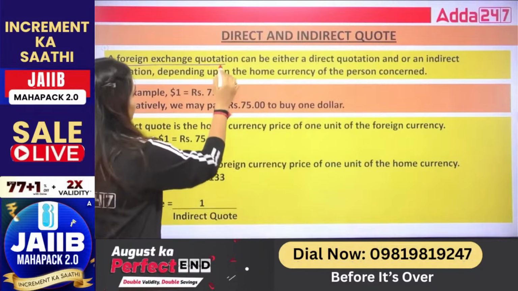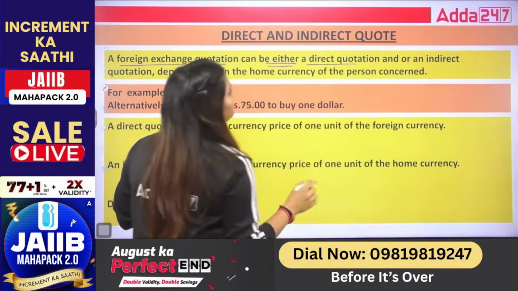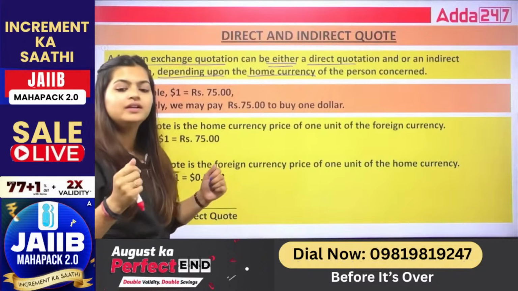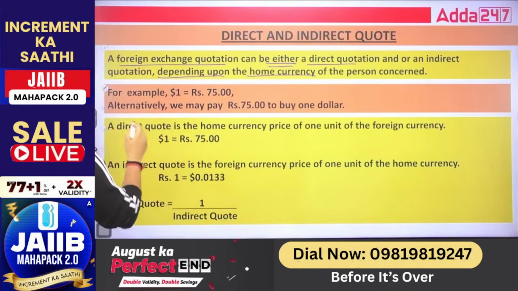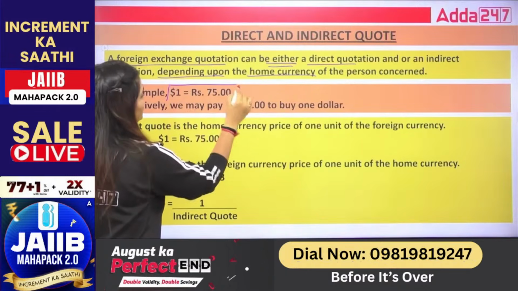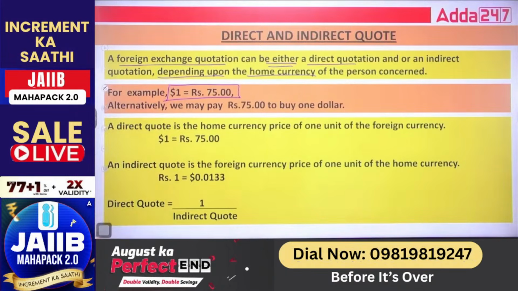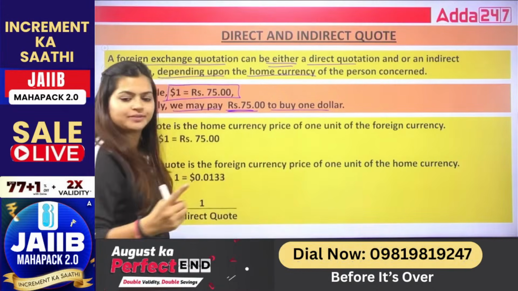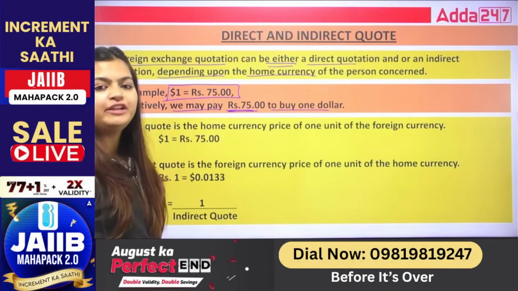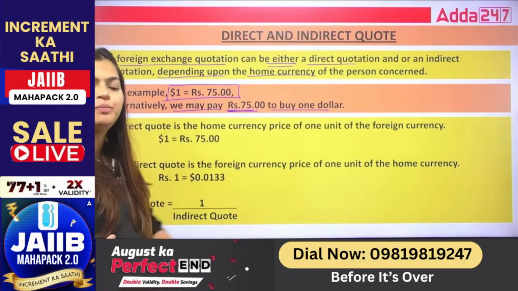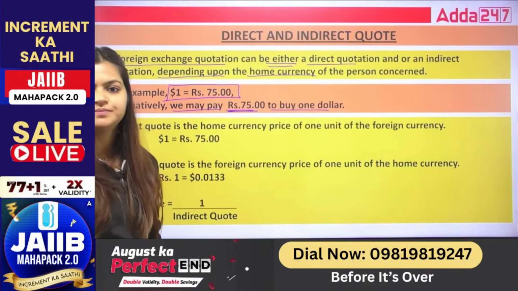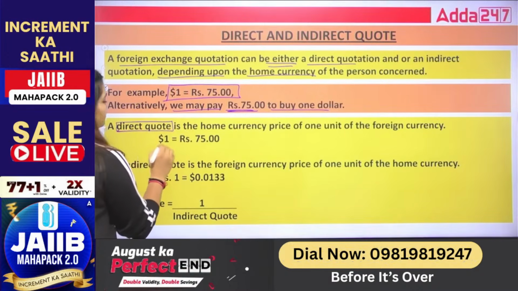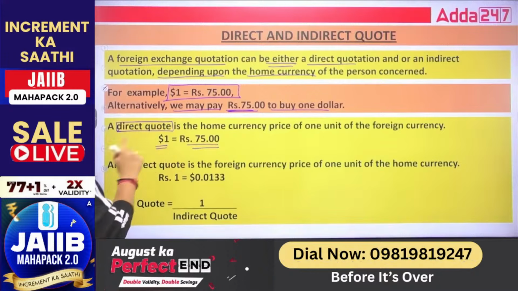Foreign exchange quotation can be either a direct quotation or an indirect quotation, depending upon the home currency of the person concerned. Generally what we see is $1 equal to rupees 75. What does it mean? We may pay 75 to buy $1. For purchasing $1 we need to pay 75 rupees. Correct? So this is your direct quote.